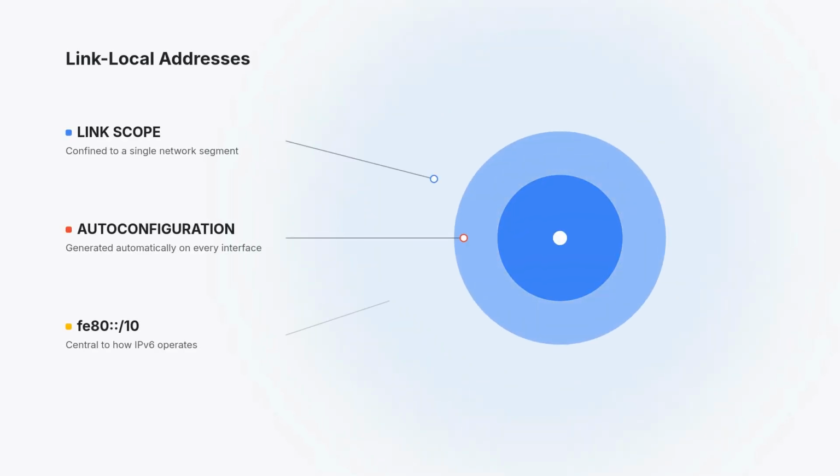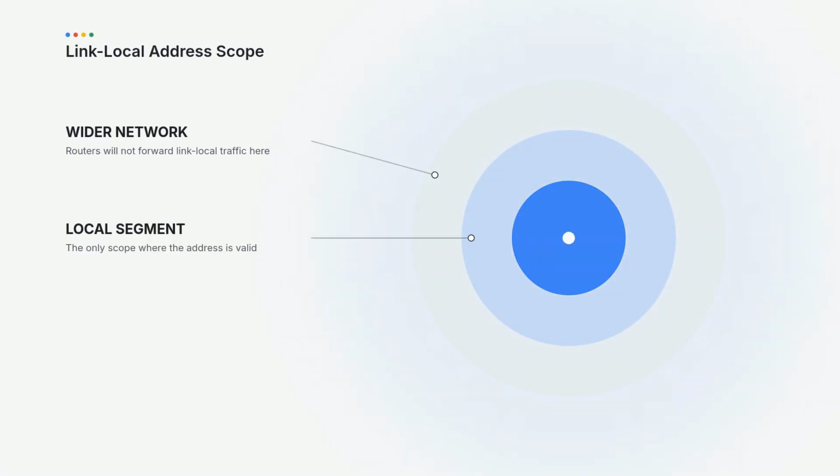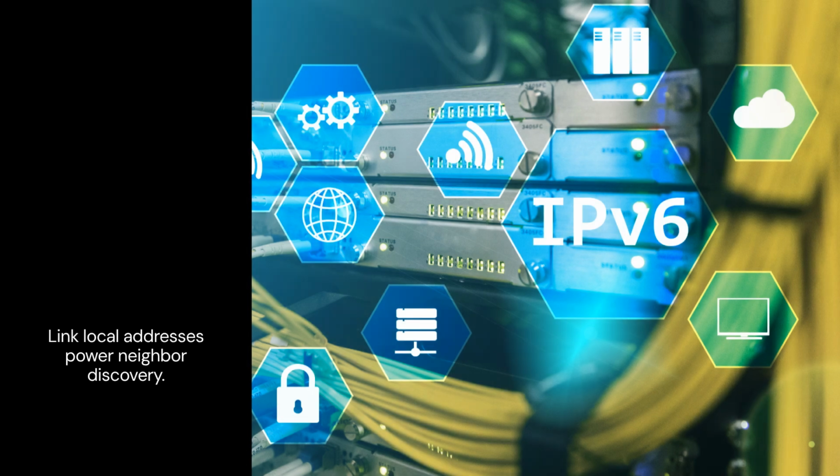Link local addresses deserve special attention because they are central to how IPv6 actually operates. Every IPv6 enabled interface can create a link local address automatically, and those addresses live in the FE80::/10 range. A link local address works only on the local network segment. Routers do not forward it across the wider network. That still makes it extremely important because devices use link local addressing for neighbor discovery and local communication.